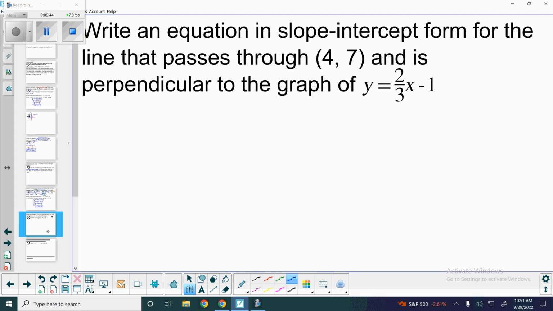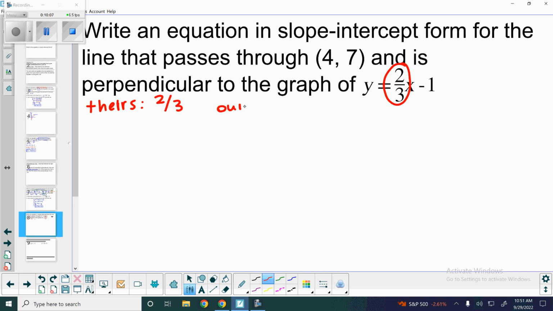If this is too fast, you can always go back and watch it again if you need to pick up one of those steps. So on this one, they're passing through the point (4, 7), and it's perpendicular to the graph of y equals 2/3x minus 1. Whenever it's like this, it's a little bit easier on us, because right away I can tell what the slope is. Their slope is 2/3.